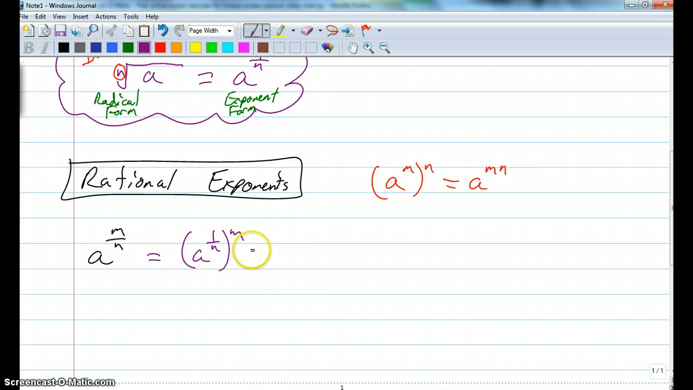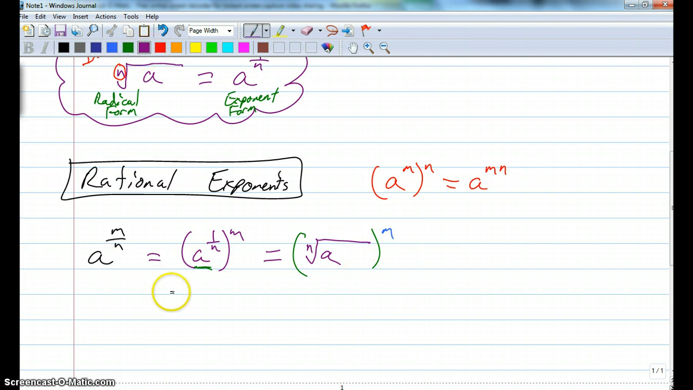A to the 1/n times m. You can see how it's split apart there. So, what does that mean? That means this is the nth root of a. That's this inside part here. And that whole thing is raised to the m power. That's one way to write it.